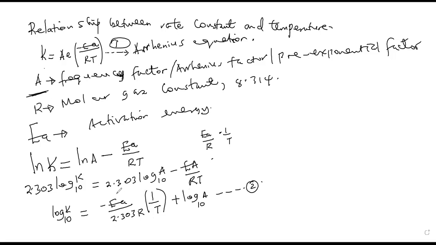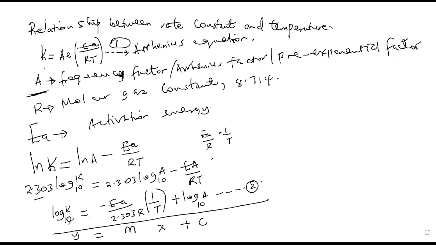One may wonder where this one has gone, because if I make log 10 K the subject, it means that I divided by 2.303 on either side, here, here, and here. So here it went, and here it also went. So I'm left with it here on EA over RT. Looking at this equation, it is in the form Y equals MX plus C, where this is the gradient M, this is X, and this is plus C.